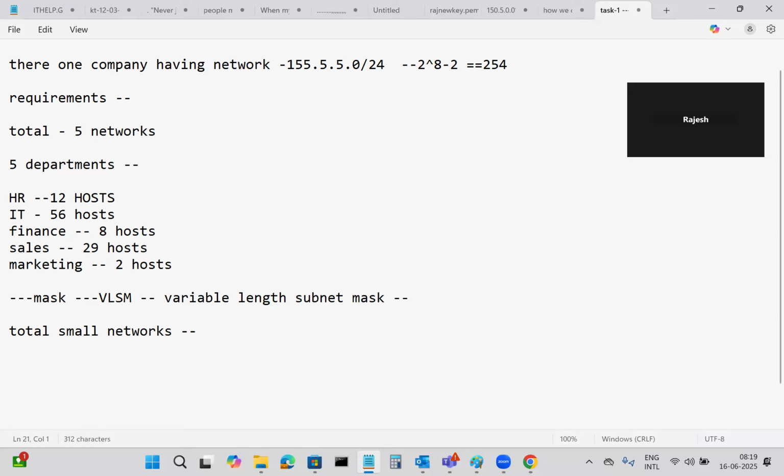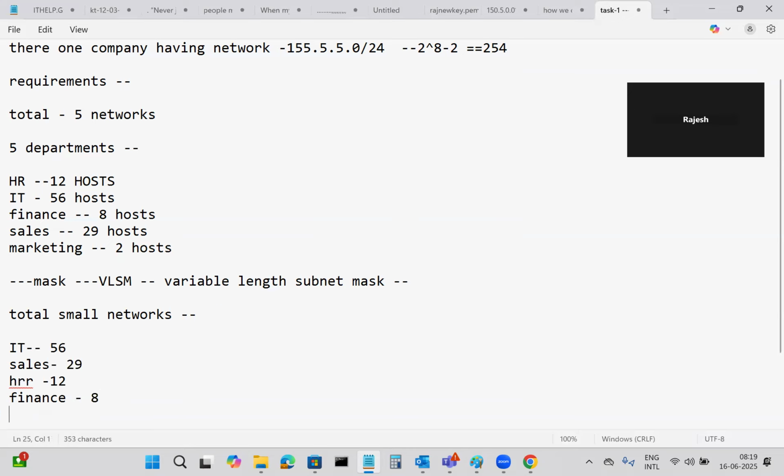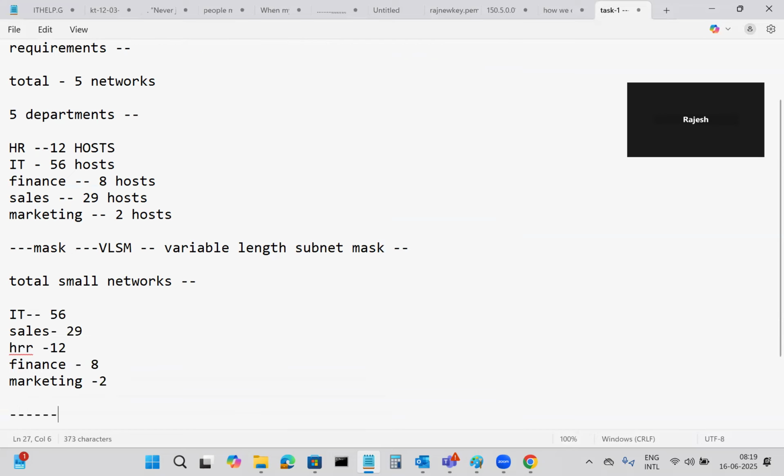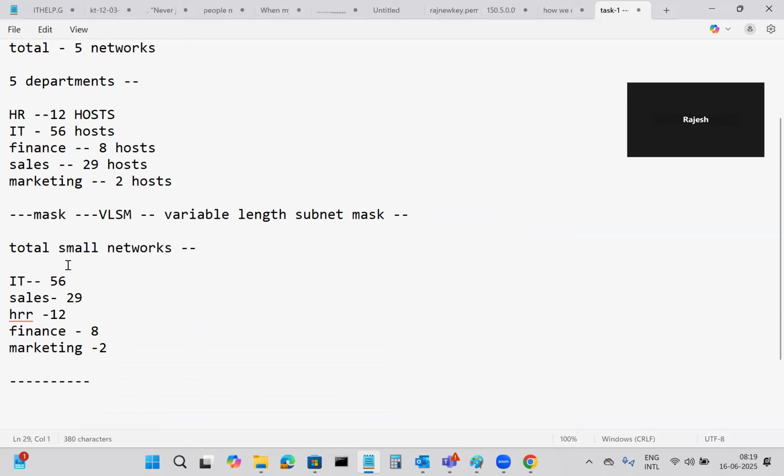So the first requirement is my IT, which requires 50. Second, I will write my sales department, with a requirement of 29. Then the third requirement is HR, with a requirement of 12. Then the fourth requirement is finance, which is only 8. And after that, I will write marketing last, whose requirement is 2. After writing this, we'll first find the network and everything about my IT department.